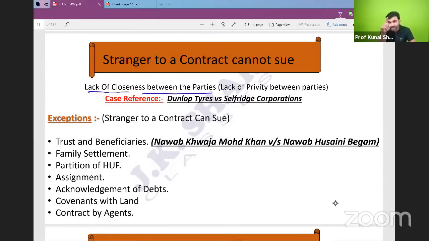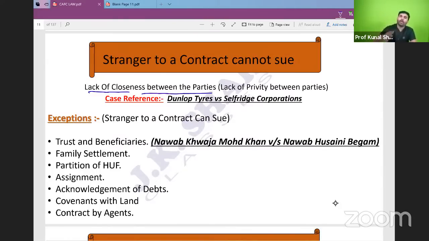But wait. Yesterday, we did the case law of Chinnaya versus Ramaya, wherein I had given you an explanation stating that a stranger to consideration can sue. Yes, there can be a stranger to consideration, but there cannot be a stranger to a contract who can sue.